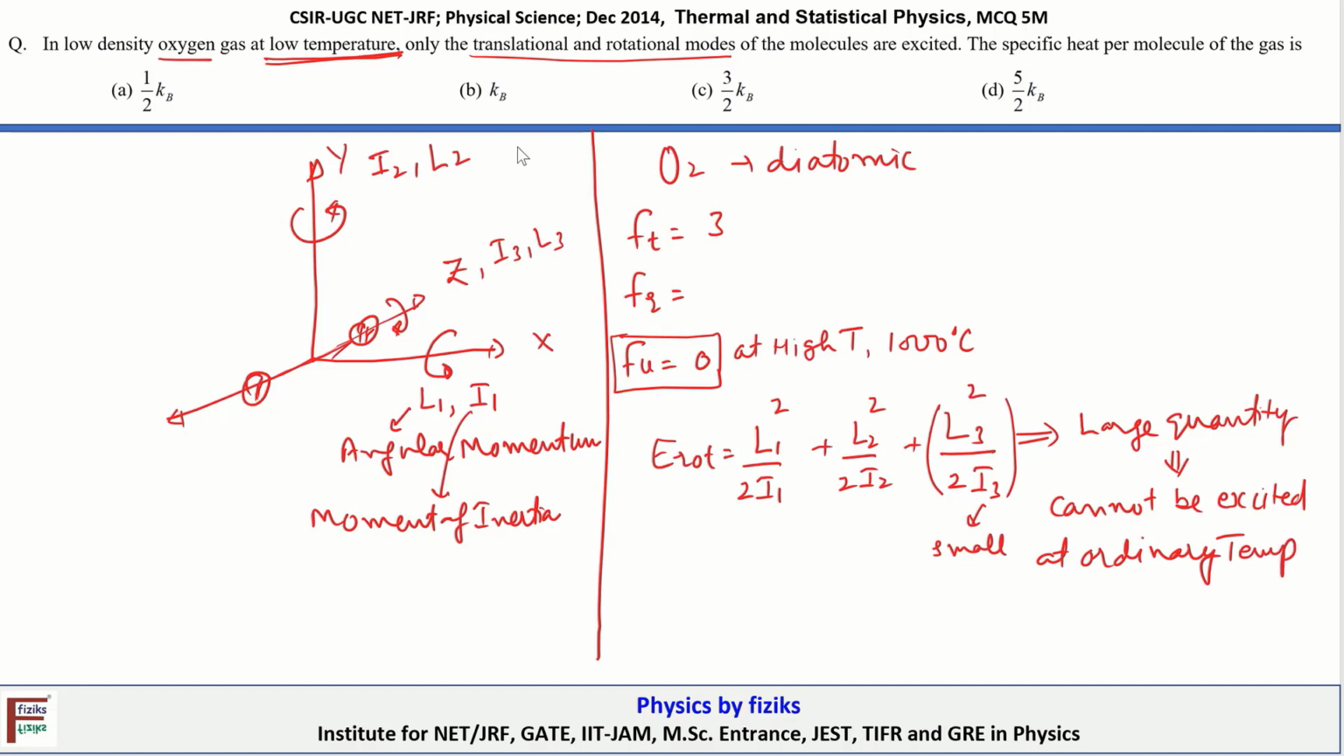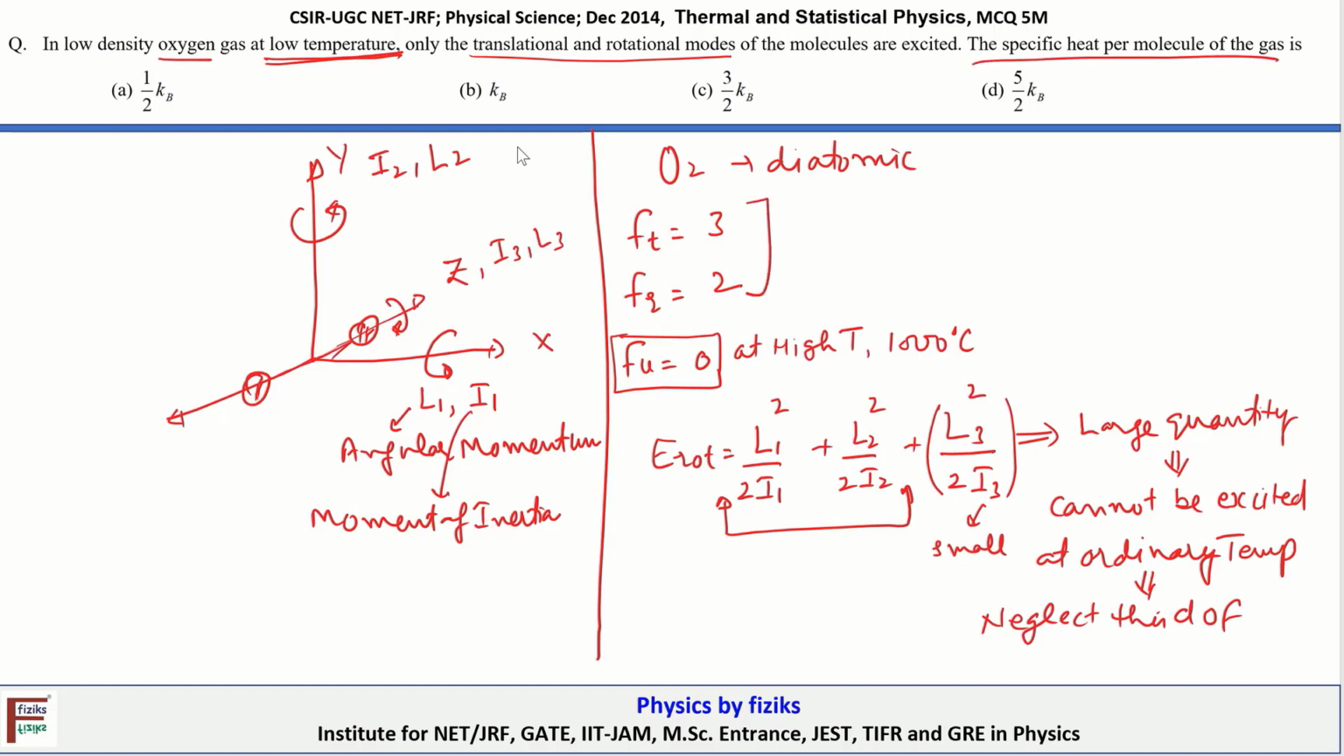Okay, so if one cannot excite this mode at ordinary temperature, this implies that we neglect this mode of degrees of freedom. So neglect this degree of freedom. Therefore, for a diatomic gas molecule, we will have only 2 rotational degrees of freedom. So we are asked the specific heat per molecule of the gas.